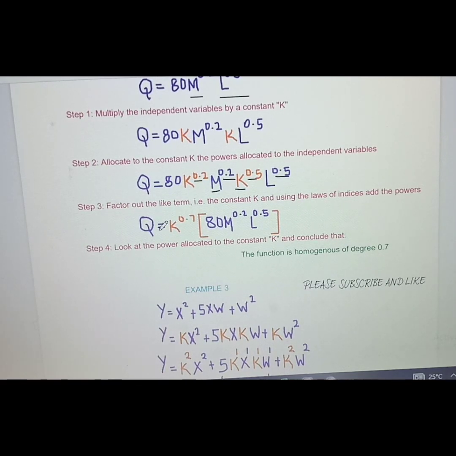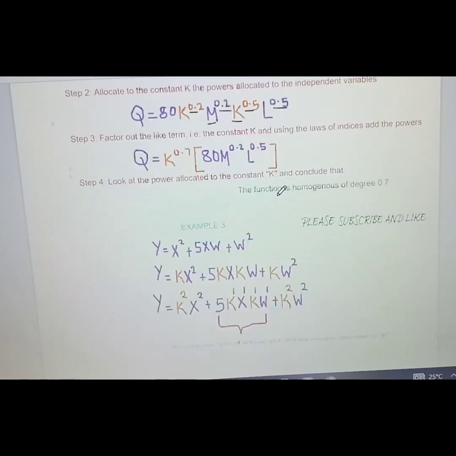So that's why we have q is equal to k raised to power 0.7, because you have to add 0.2 plus 0.5 to get 0.7, and then you have the other factors, that is 80, m raised to power 0.2, and l raised to power 0.5.